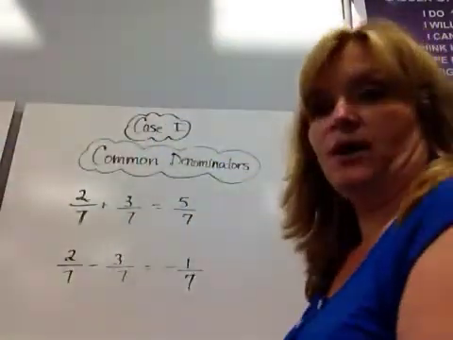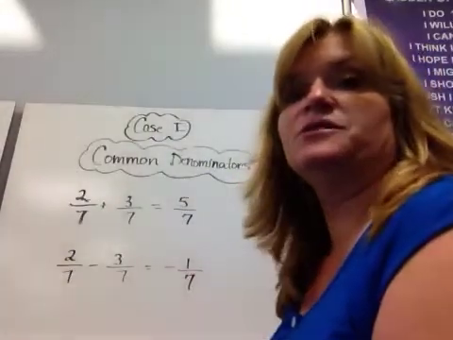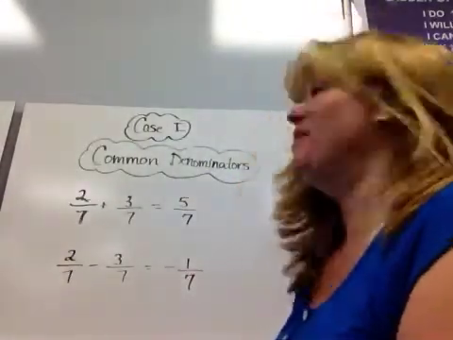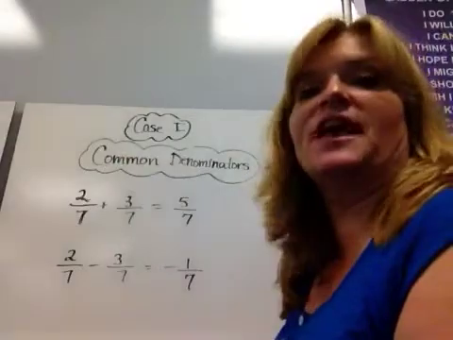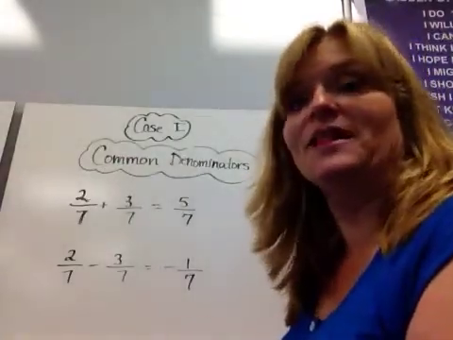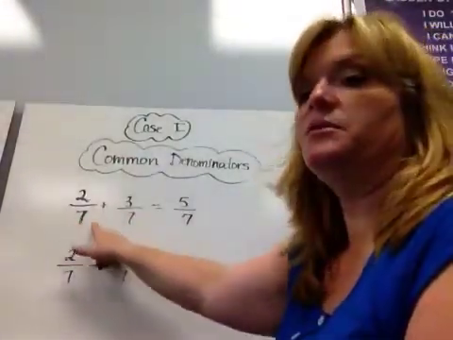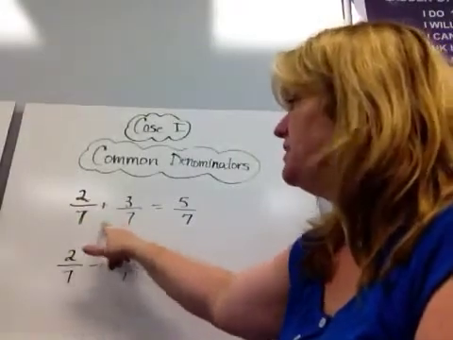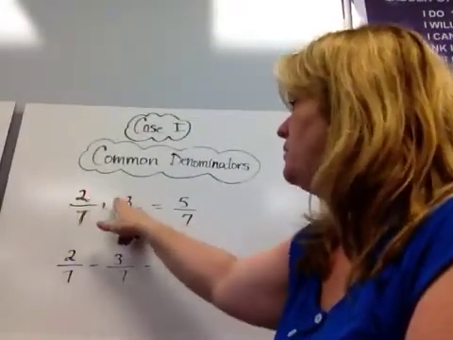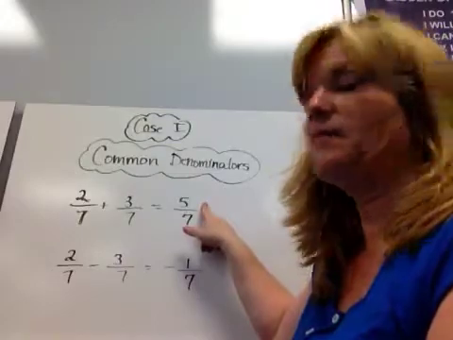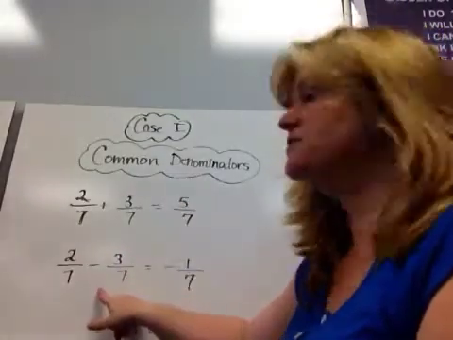All right, case number one. This is the most easy and the nicest one, let's just put it that way. So here I have common denominators. That's case one. You're like, yes, I don't have to do anything. So I have 2 sevenths plus 3 sevenths. All I do is, because the denominator is the same, I combine the numerators. I have 5 sevenths.